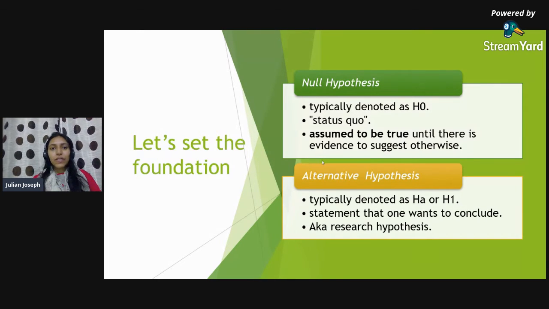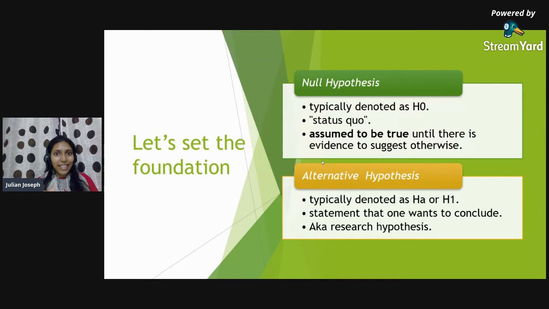So the foundation is laid by making sure you have two of these: the null hypothesis, that is called H naught, and the alternative hypothesis, which is usually denoted as HA or H1. And it is this alternative hypothesis that we focus on. It is also known as the research hypothesis. And as long as we don't have enough evidence, we assume that this null hypothesis is what is true.